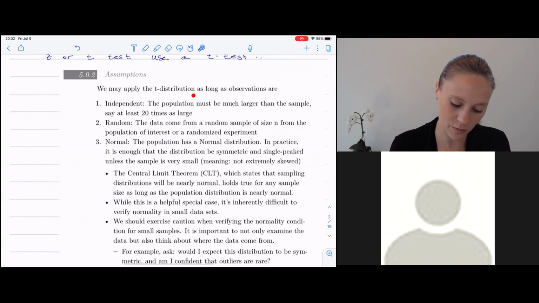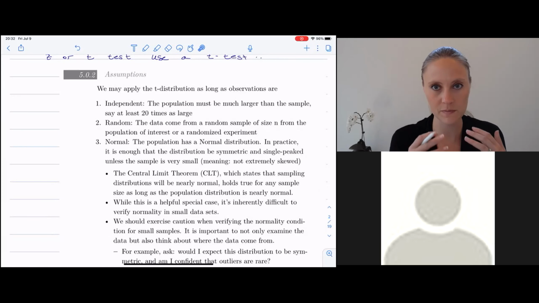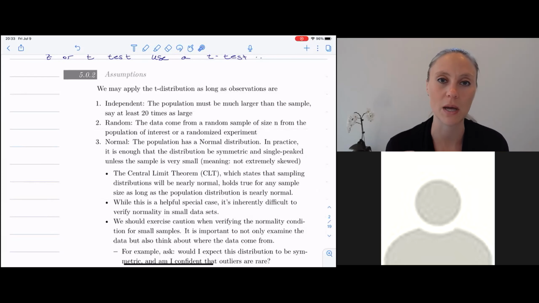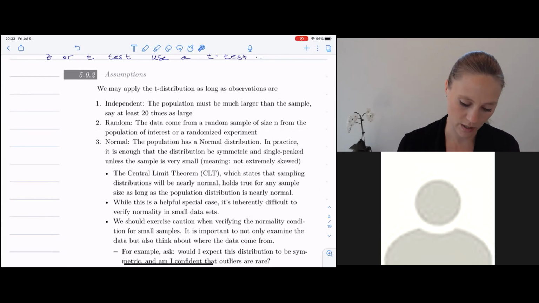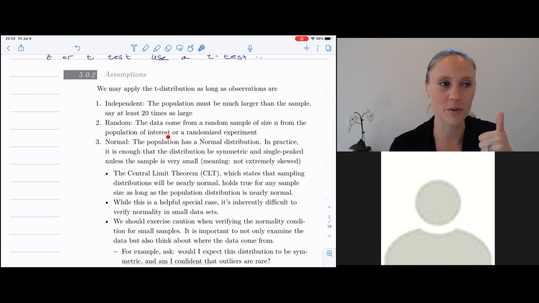So we can apply a t distribution as long as observations are independent. We've seen this independence assumption before, and it's really just, can we assume that each observation in our sample is independent of all the others? One way that we can ensure that is, of course, a random sample, which is assumption number 2. But the second way that we can ensure that is that the population has to be a lot larger than the sample.